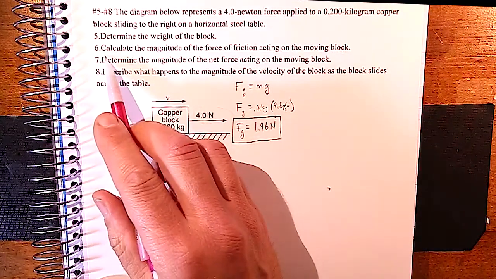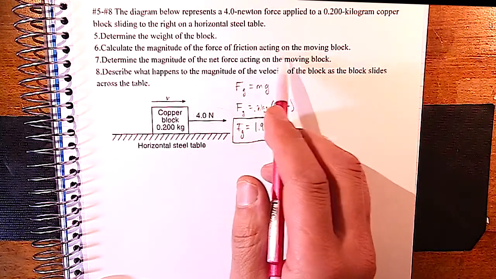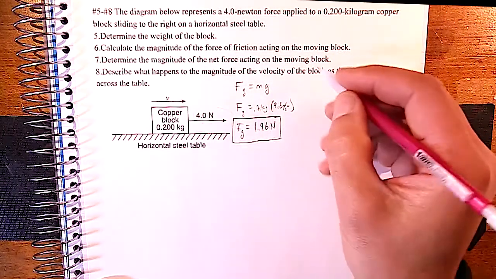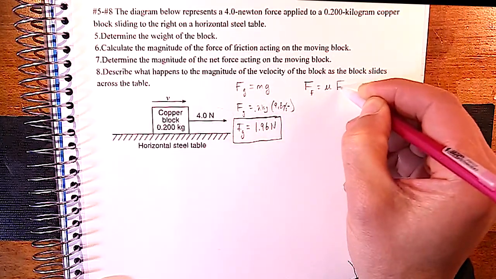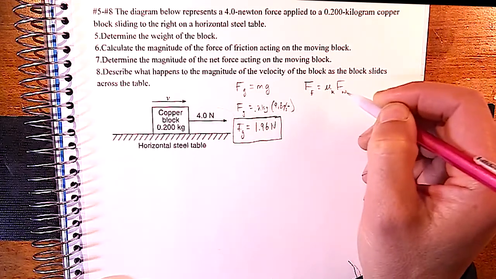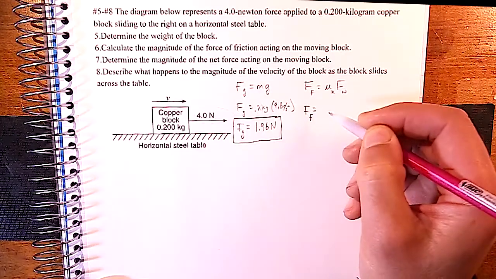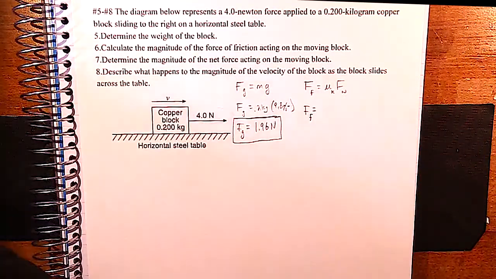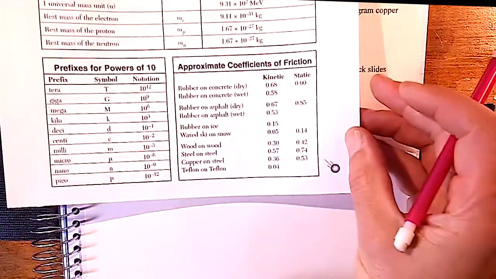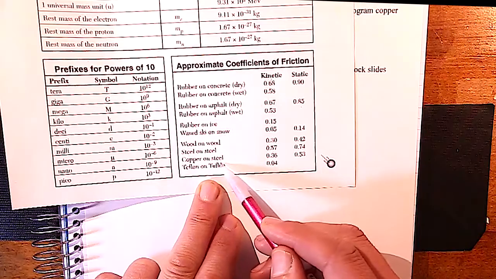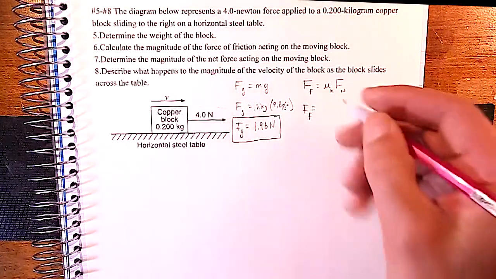Okay, number 6, calculate the magnitude of the force of friction acting on the moving block. Well, it's moving, so that tells us it's kinetic friction. So we use mu Fn, and that's going to be mu K. And there are a couple of little tricks here we have to look out for. So the first thing is that it's copper and steel. So we've got copper and steel, and it's kinetic. So that's 0.36.